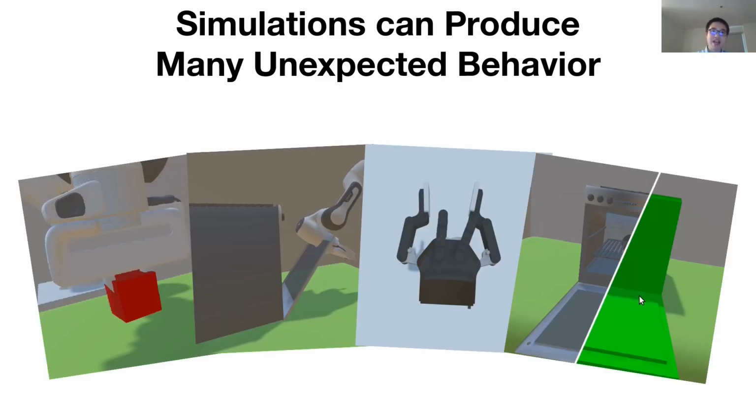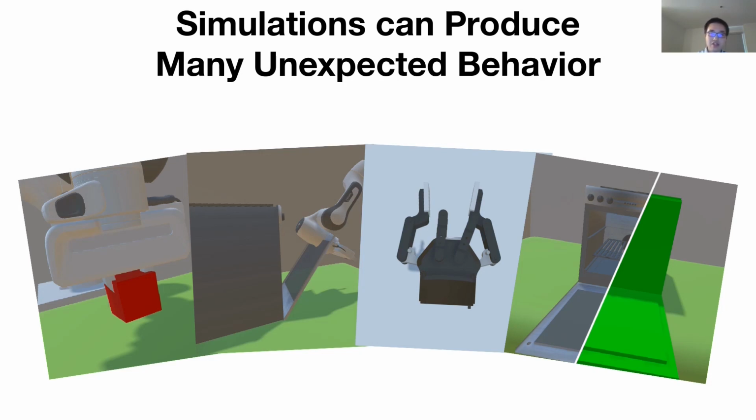Simulations can produce many unexpected behaviors. For example, the gripper may penetrate the cube that it's trying to grasp. The robot may penetrate objects like the oven here. And some complex mechanical structures may be simulated incorrectly, like shown in the third picture. And for some objects, the collision shape may look very different from their visual appearances.